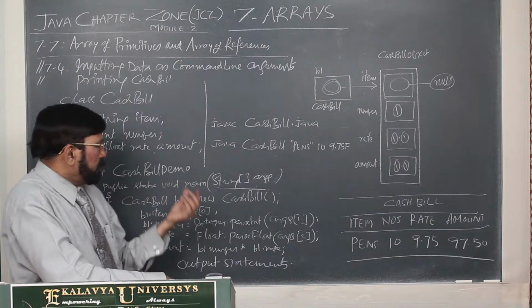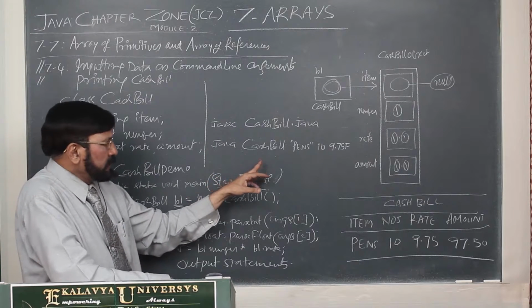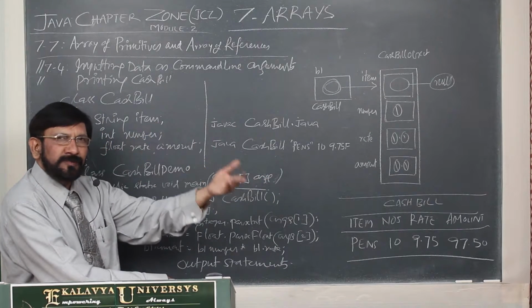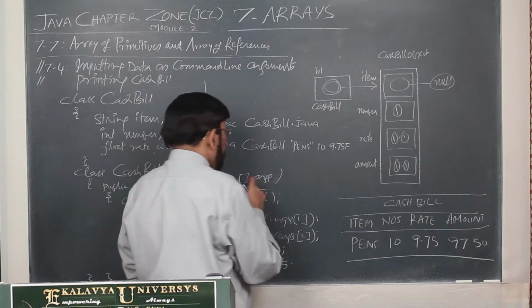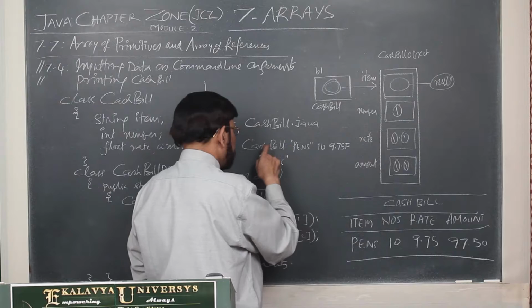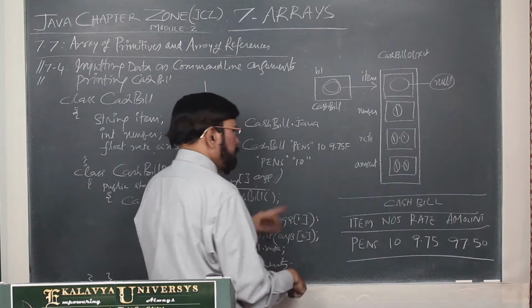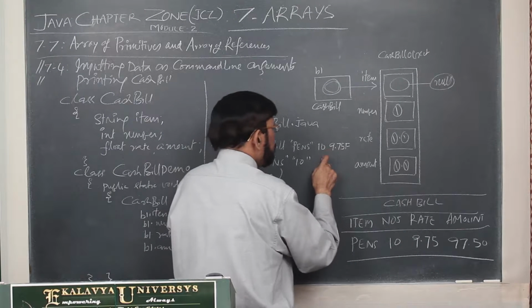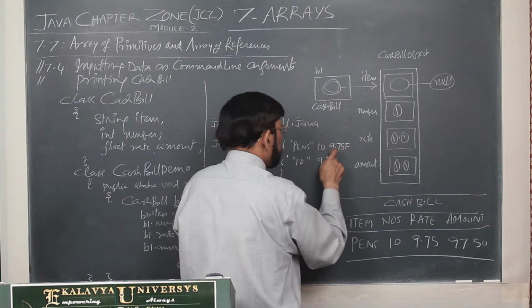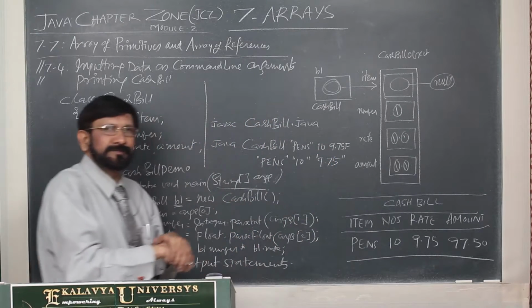Even though, here the argument is string. So whatever you give, that is transformed into string. That means how it takes pens. Okay, pens already by its nature is a string. 10 also is transformed into a string object. Even 9.75 also is transformed as a string object.